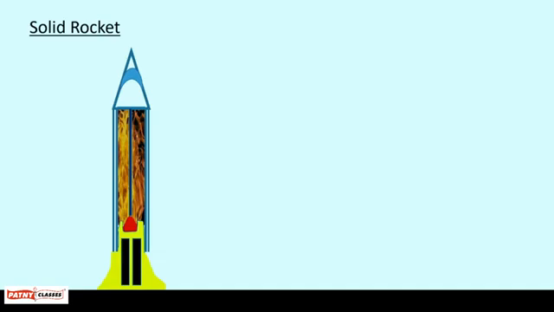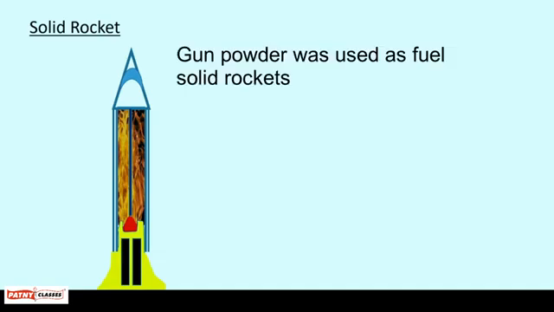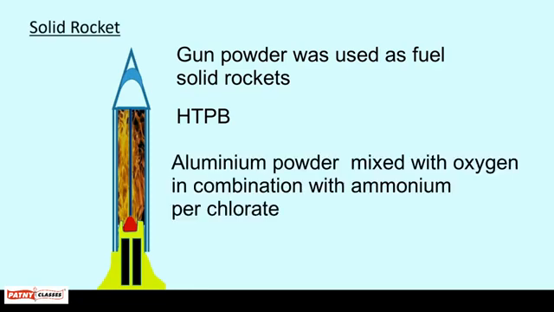Solid rockets, or solid propellant rockets. In earlier days, gunpowder was used as a fuel in solid rockets. Another fuel called HTPB is used as a propellant in solid rockets. And one more fuel for solid rockets is aluminum powder mixed with oxygen along with ammonium perchlorate.